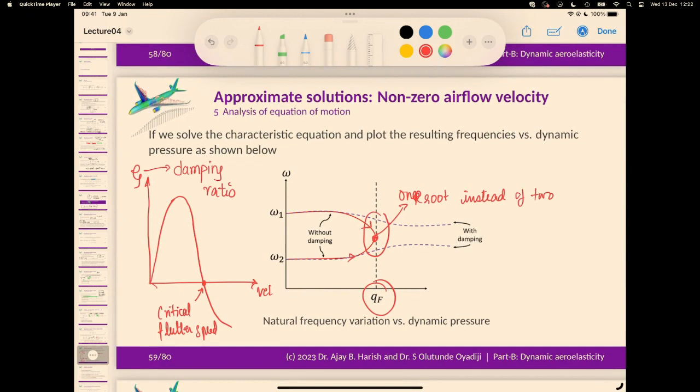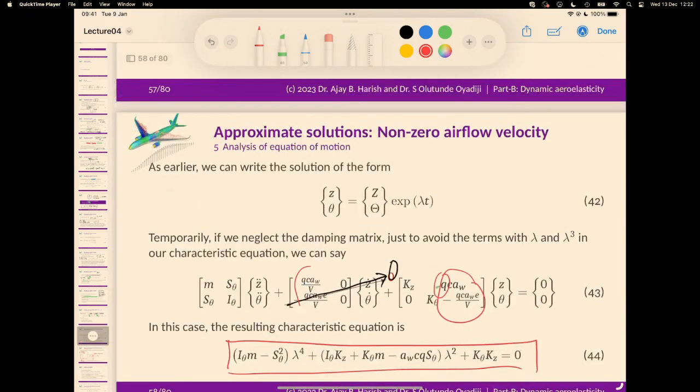So if you crudely think about it, your damping matrix is, let's say, changing as a function of the velocity. If you're able to calculate a damping ratio for a particular speed and plot it out, then that's the characteristic that you would get. Any other thoughts?